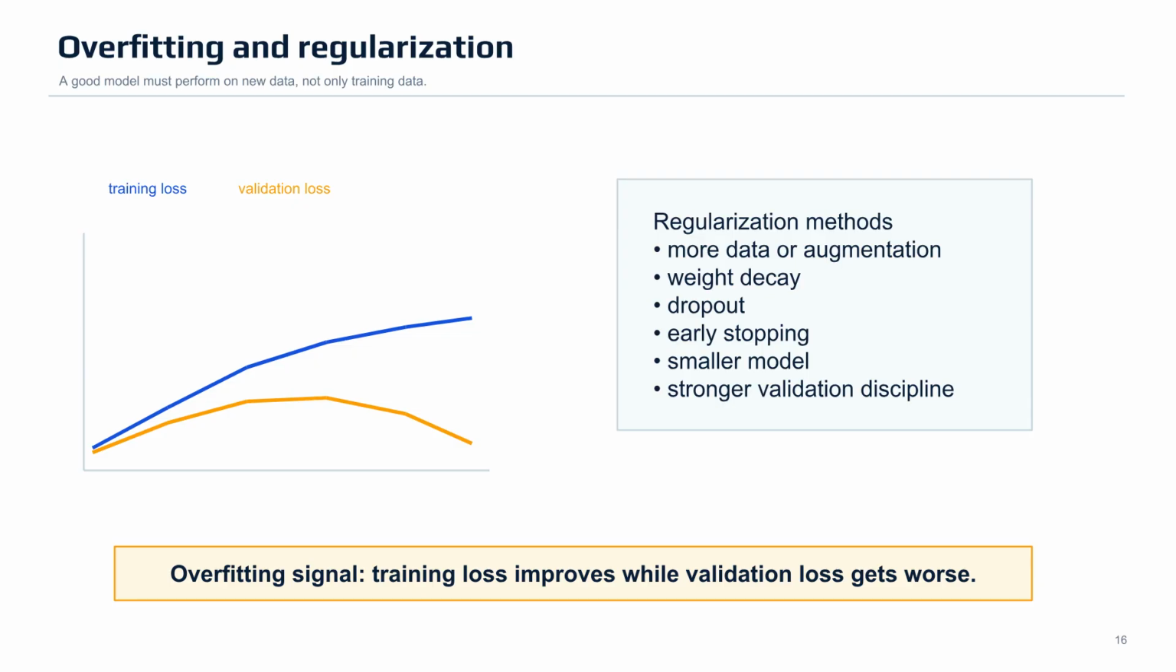A major challenge in deep learning is overfitting, where a model performs well on training data but fails to generalize. To combat this, we use regularization methods such as data augmentation, dropout, and early stopping.